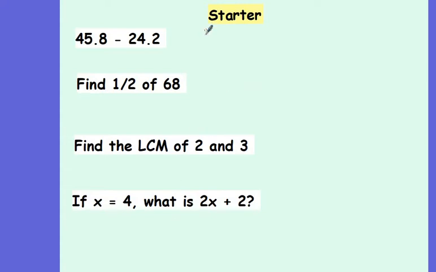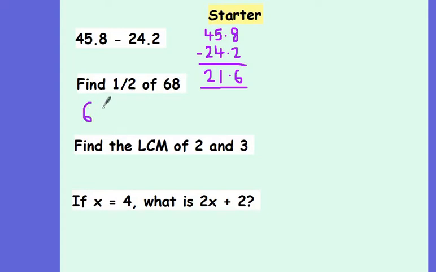Let's go through the answers. For the first question, I'm going to do a quick sum. I need to make sure I line up my decimal place. I'm subtracting. 8 take away 6 gives me 2. 5 take away 4 gives me 1. 4 take away 2 gives me 2. So 21.6 was your answer for the first one.